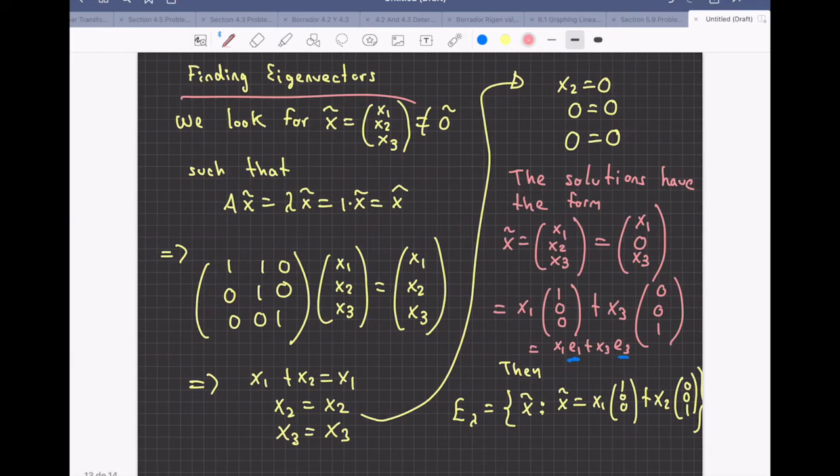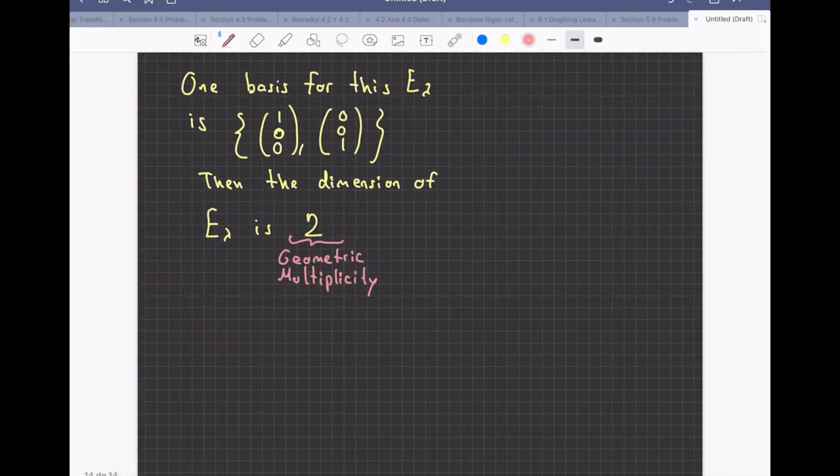So to find the geometric multiplicity, you will need to have well-defined all the solutions for the given eigenvectors, and you will have to find a basis for that. Once you have found the basis, count the number of elements in the basis, and that number, the dimension, is going to be the geometric multiplicity. All right.